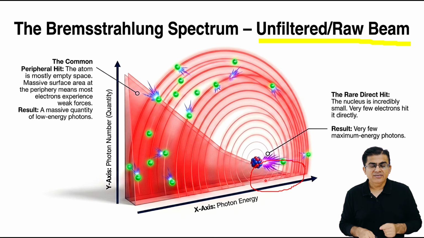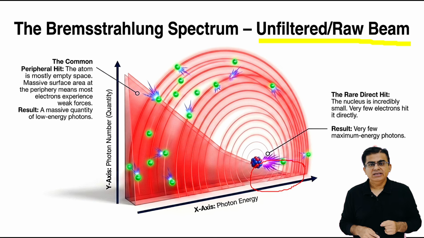If an incoming electron carrying exactly 100 kilo electron volt makes a direct hit, it loses its entire kinetic energy and creates exactly one single photon of 100 keV. This specific rare interaction determines the maximum energy limit of your entire beam.